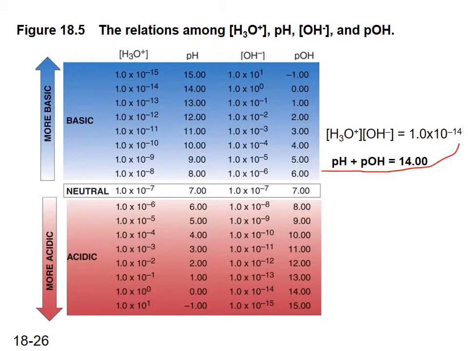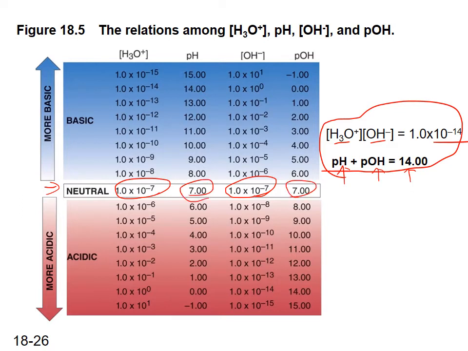These are the two important equations we just learned. The product of hydronium ion and hydroxide ion concentration equals 10 to the minus 14, and pH plus pOH equals 14. Okay, so in a neutral solution, the hydronium ion concentration equals the hydroxide concentration, which is 10 to the minus 7, and the pH equals pOH, which equals 7.